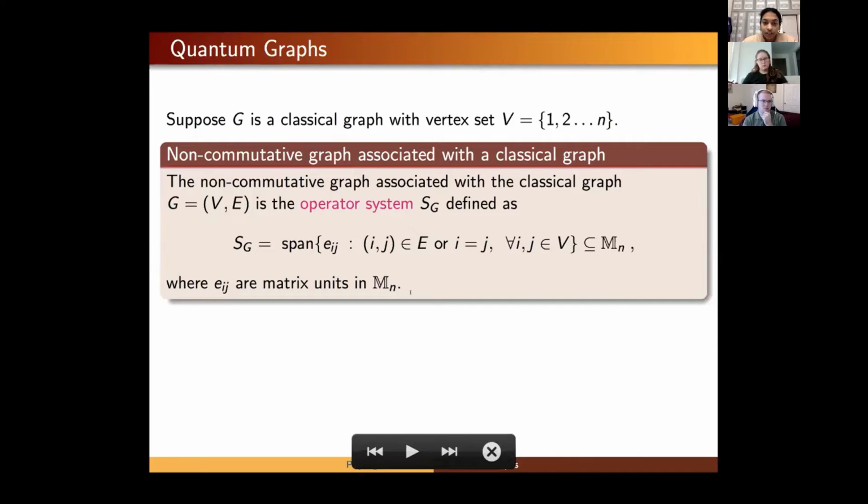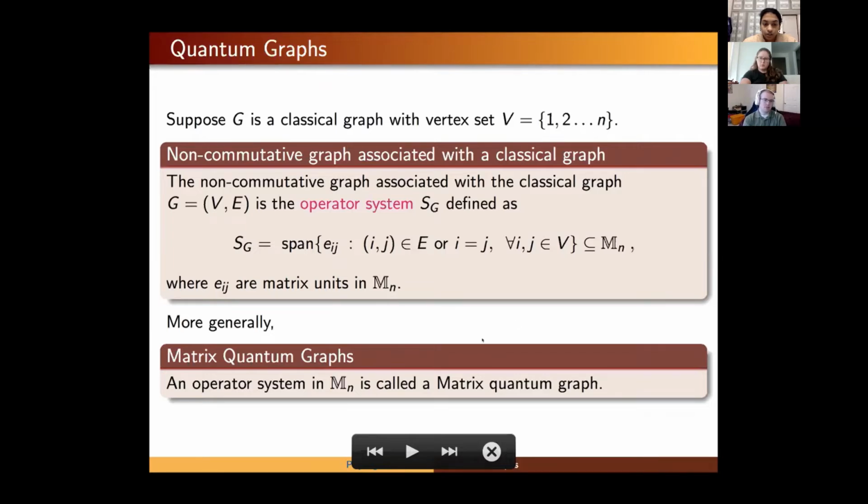Now, we can clearly see that this set is going to be an operator system, but not every operator system in a matrix algebra can be traced back to a classical graph. So more generally, an operator system in a matrix algebra is called a matrix quantum graph, but it is not necessary that this comes from a classical graph G. If you want it to come from a classical graph G, it needs to satisfy another condition known as the bimodule condition over the diagonal algebra. So in summary, matrix quantum graphs are just operator systems in MN.